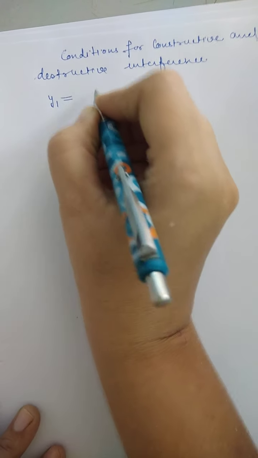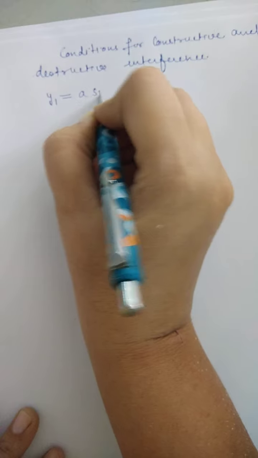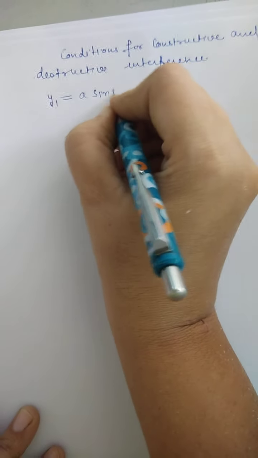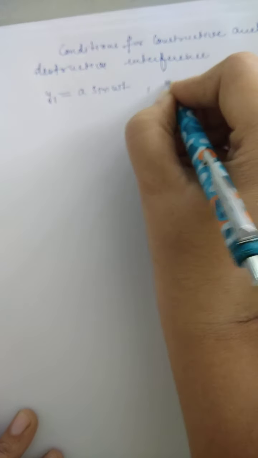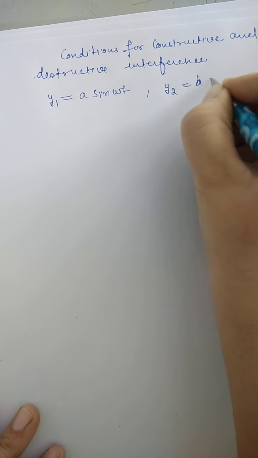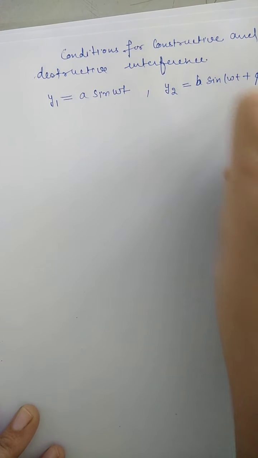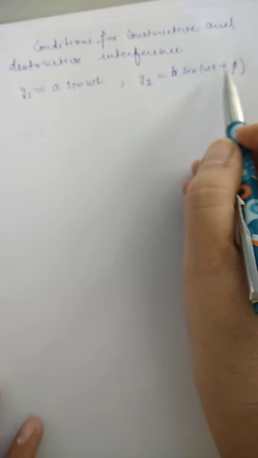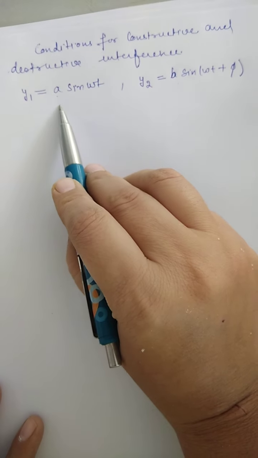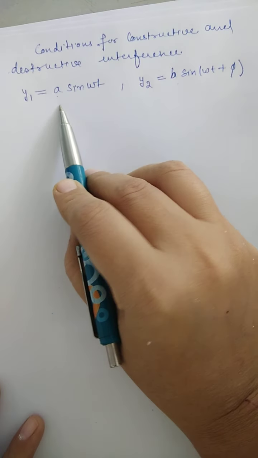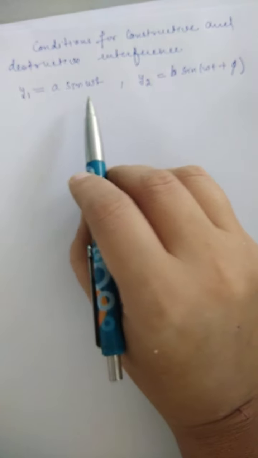From one source, the wave which is emitted is represented by A sin omega t. From the second source, the wave which is emitted is represented by B sin(omega t plus phi). Right? What is phi? Phi is the phase difference between the waves which are coming from the first and second source.